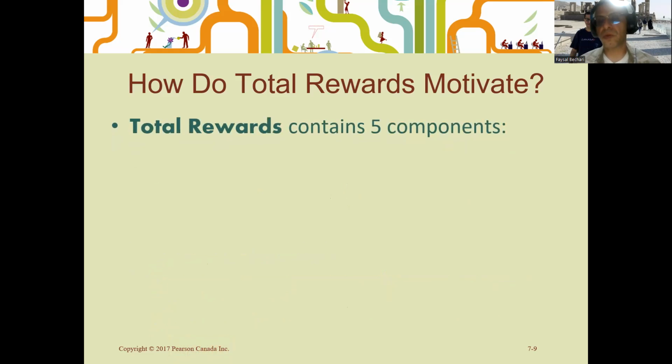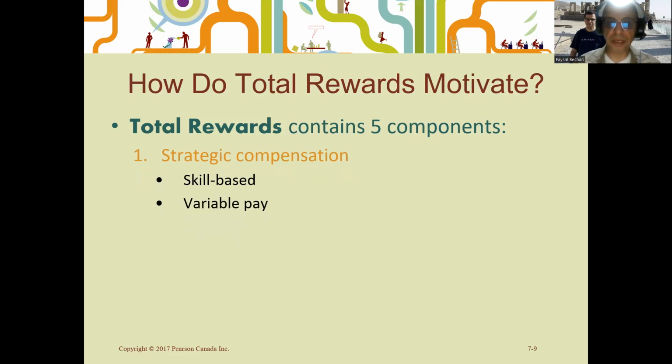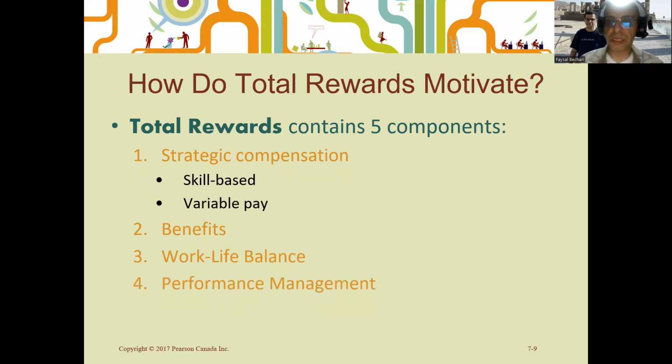Now, how to deal with total rewards that motivate. The total rewards consist of five components. You have the strategic compensation, which is skill-based compensation and variable pay. Then you have the benefits, and these benefits could be standard. Then you have work-life balance, performance management, and career development. We will explain each one of them separately.